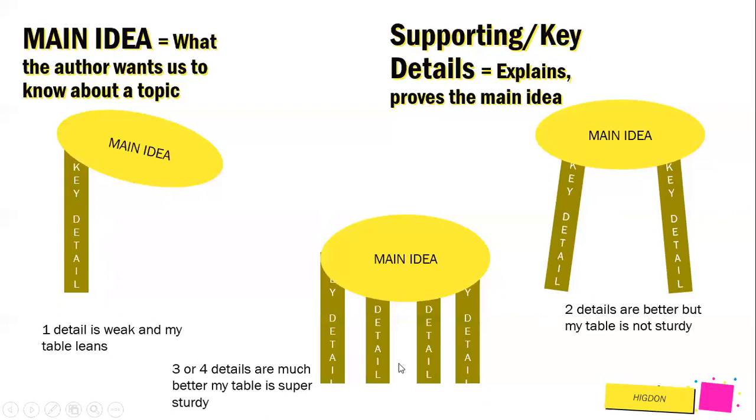So 3 or 4 details are much better for the table to be super sturdy in order for us to determine the main idea. As you read the text this week, you'll be gathering key details, not 1, not 2, maybe not even 3 or 4, but possibly many key details for the author to have us learn whatever it is we need to know about the topic.